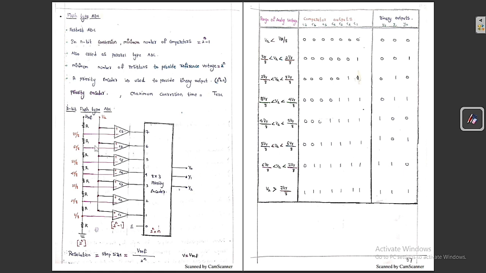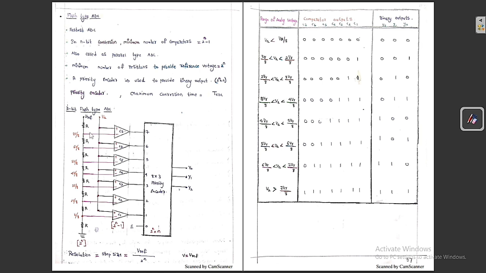Similarly, if VA lies between 6V/8 to 7V/8, then what is going to happen? Up to C6 all are activated. So C1, C2, C3, C4, C5, C6, we are going to get high voltage here, but this one is 0. So out of these, 6 has more priority when compared to the others. So for 6, we are going to get the corresponding binary output, which is 1, 1, 0. So you can see clearly from here.